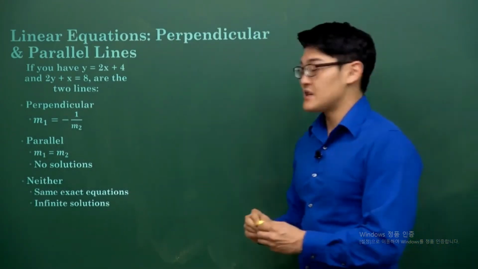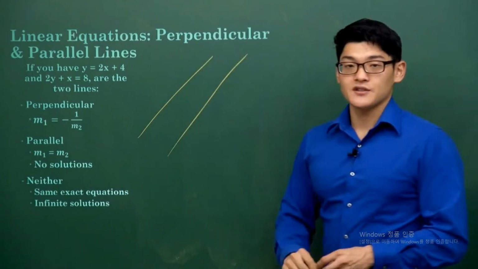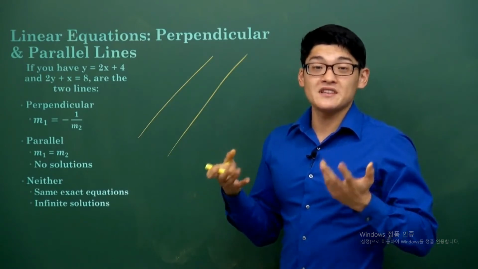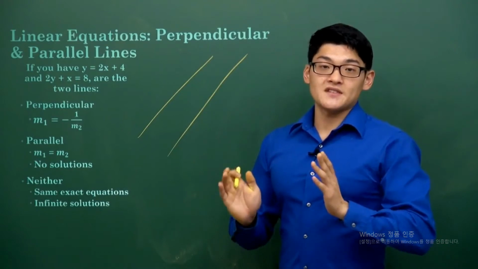Parallel lines are two lines that are next to each other that will never touch, meaning they have the exact same slope. They're going up at the exact same rate, so they have no chance to ever cross.